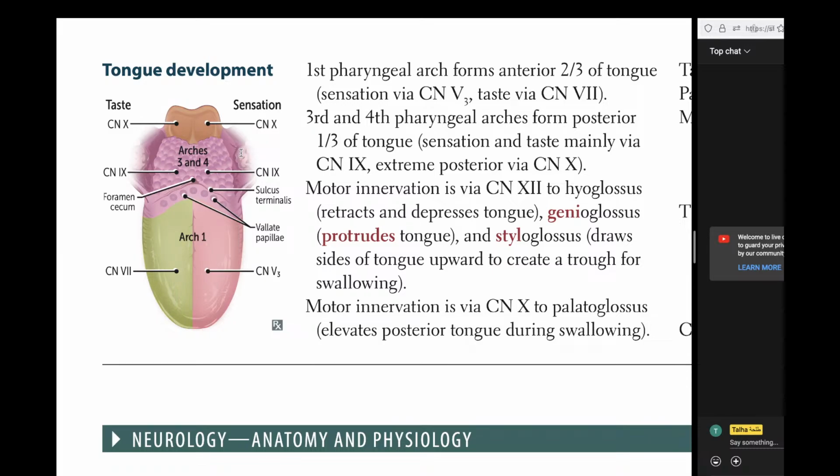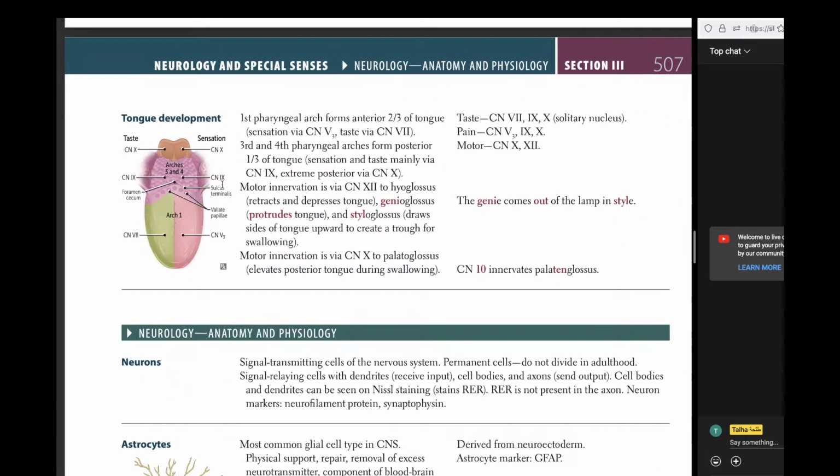But then all the way at the back, we're having taste and sensation from 10. And in the posterior, like 1/3, we're going to have cranial nerve 9, I guess, giving taste and sensation.